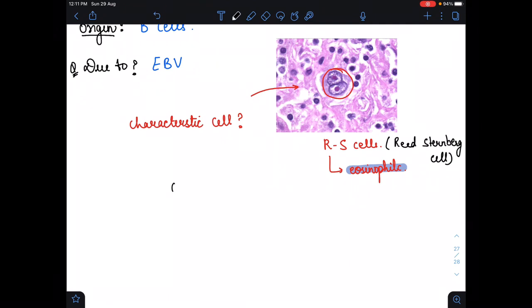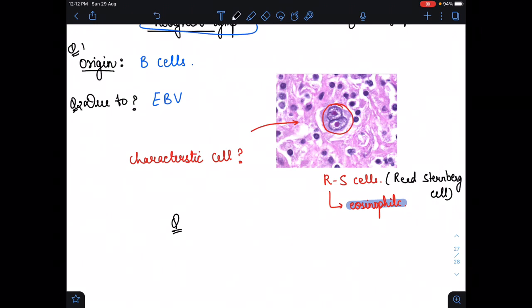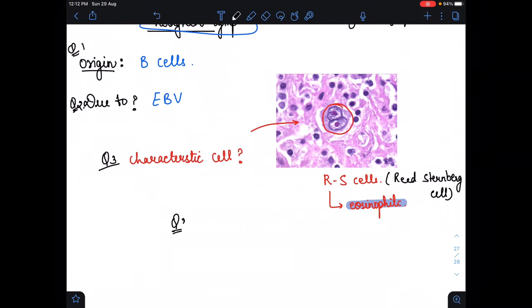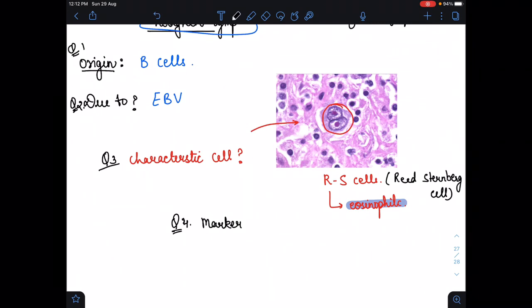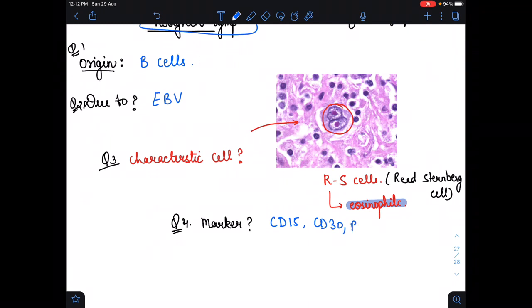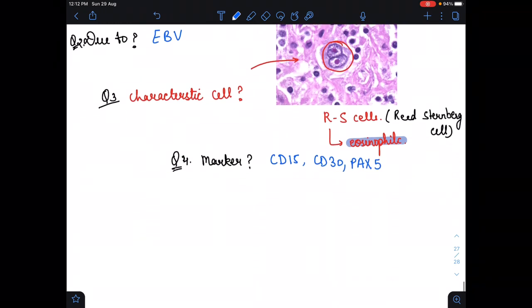Now, what is the marker for RS cell? This is our first question, this is the second question, and the characteristic cell is the third question. And the fourth question is what is the marker for Hodgkin lymphoma? The markers for Hodgkin lymphoma, please remember, are very important: CD15, CD30 and PAX5. All these are the markers for Hodgkin lymphoma.